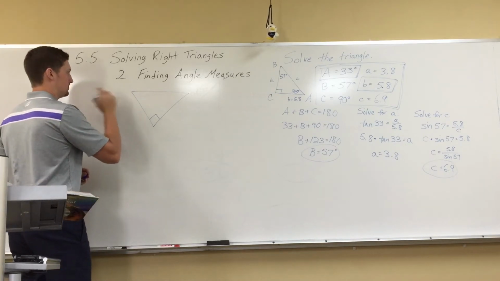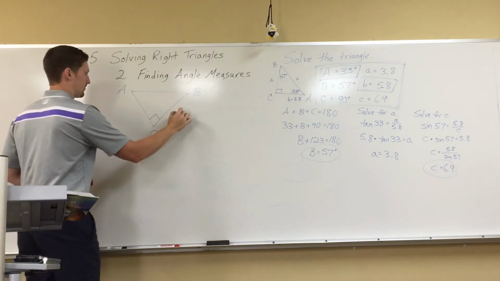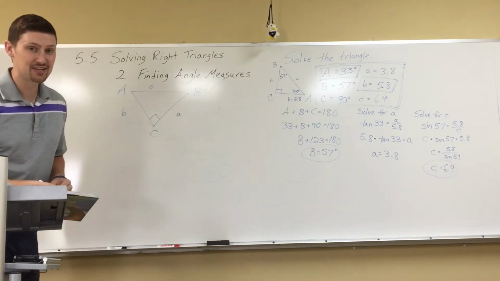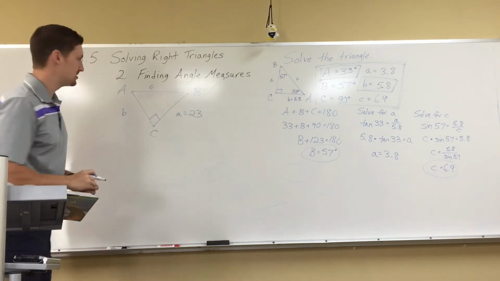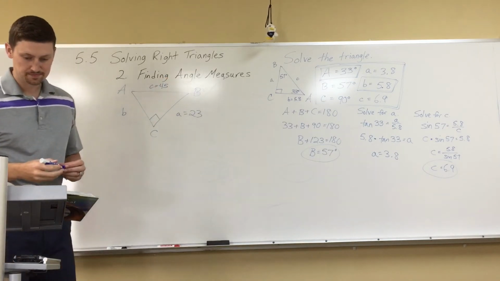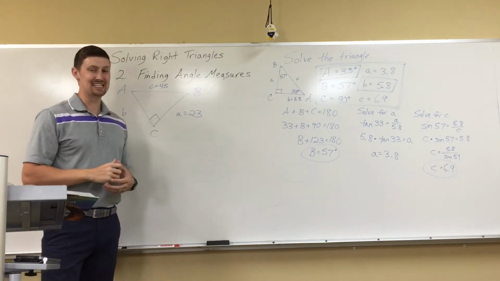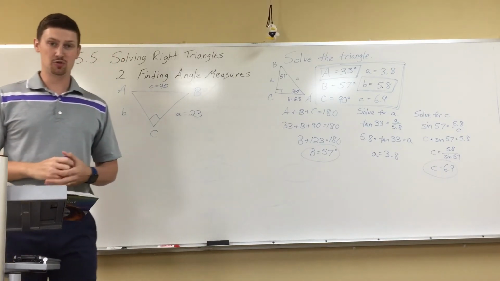Okay. ABC. These are the only sides that are given. A is 23, C is 45. That's all I know. All I know is side A is 23, side C is 45. What do I do if I only know two sides?